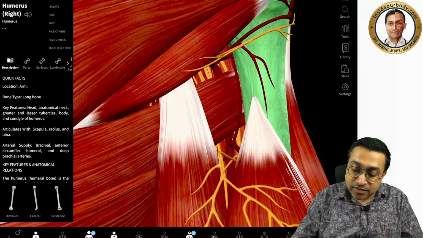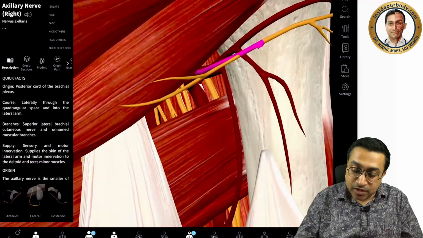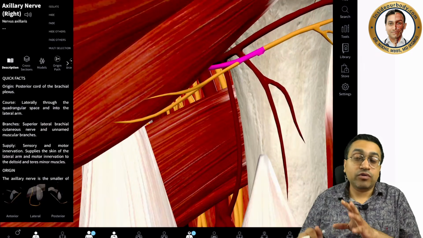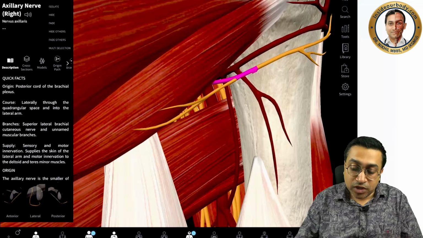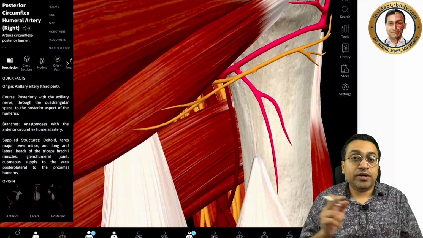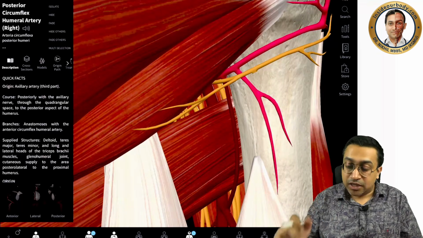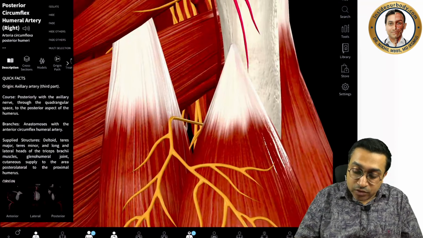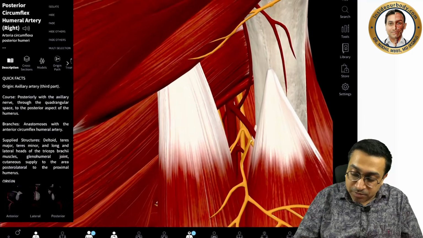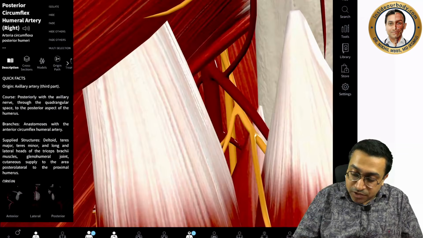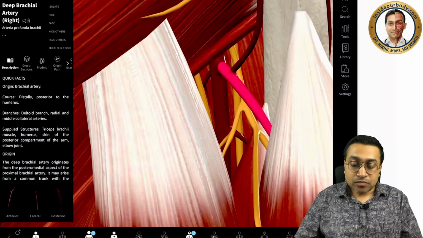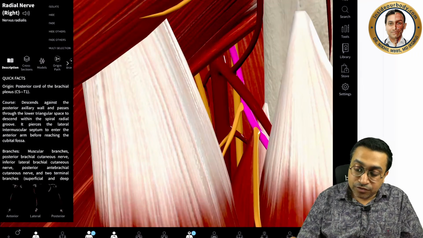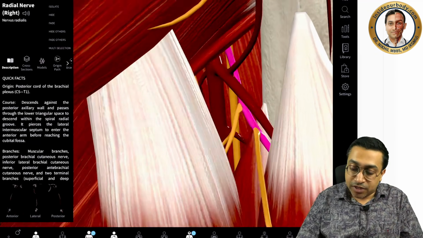Now you can see the axillary nerve. This is the axillary nerve which is present in this quadrangular space. That's where you will find it in real-time dissection images also. This winding around artery is the posterior circumflex humeral artery. So these are the artery and the nerve. Look at the lower triangular space. In this lower triangular space, this is the deep brachial or profunda brachii artery. The nerve is the radial nerve which is running in the radial groove.